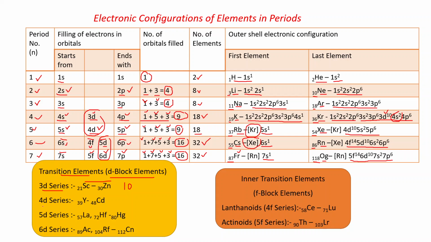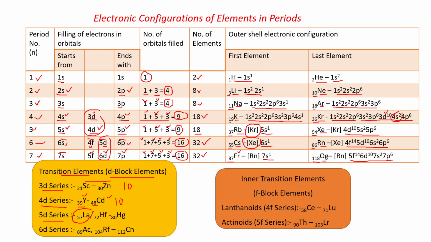The same way, this is the 4d series. Again, there are 10 elements. This starts with yttrium, atomic number 39, and will end at cadmium, atomic number 48. This is the 5d series. First, in this case, lanthanum, atomic number 57.